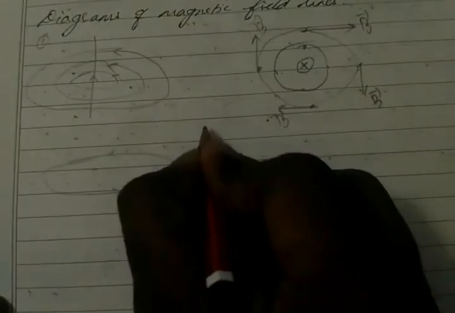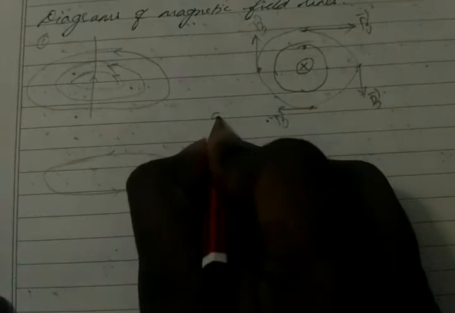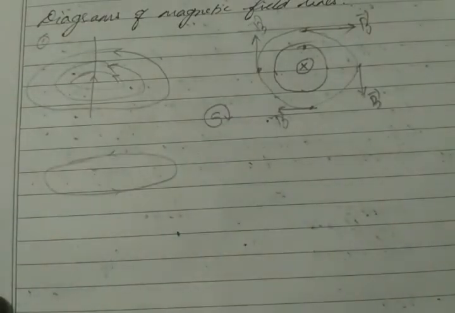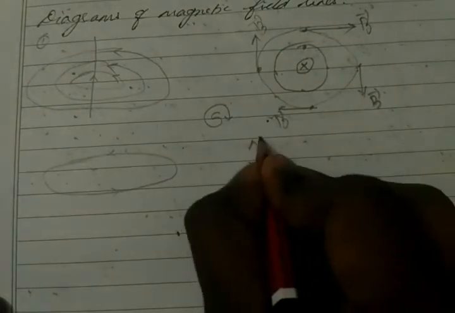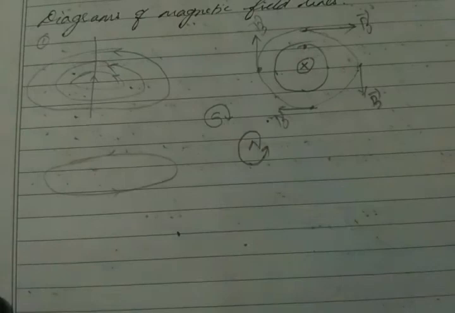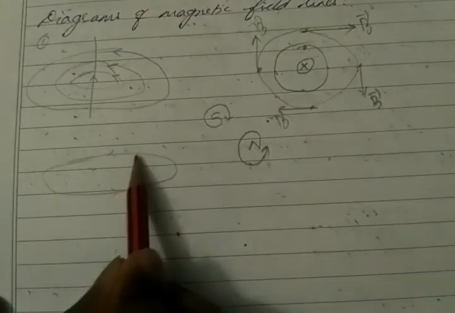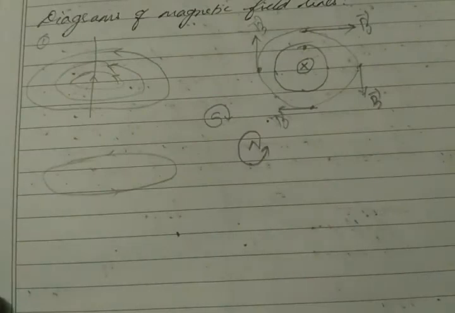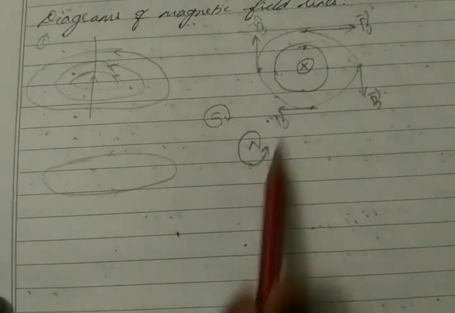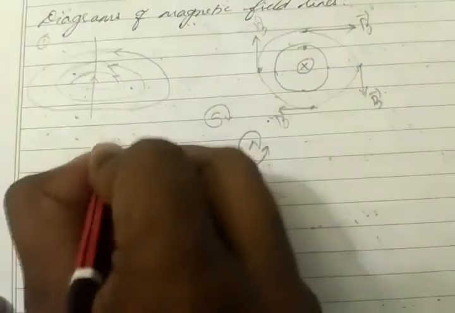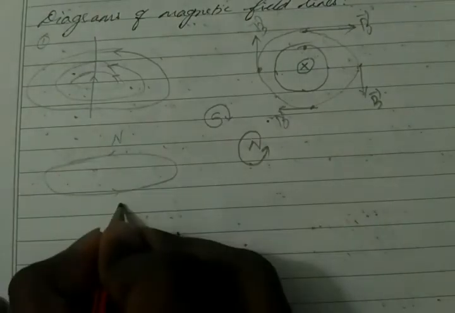If current is flowing in clockwise direction, then the top pole is known as south and the bottom pole will be north. Or if current is flowing in anti-clockwise direction, then the top pole is known as north pole and the bottom pole is known as south pole. So here current is flowing in anti-clockwise direction, so the top pole is north pole and the bottom pole is south pole.